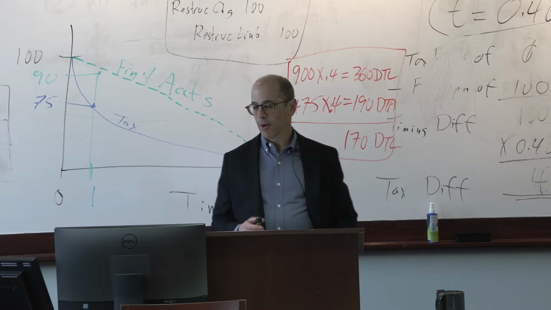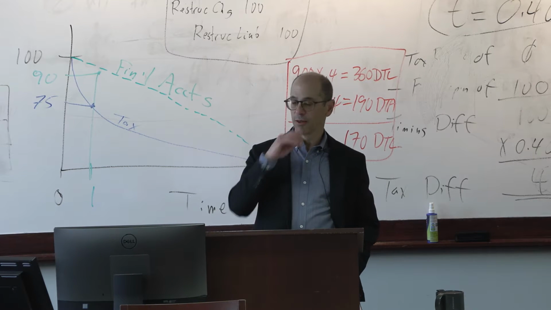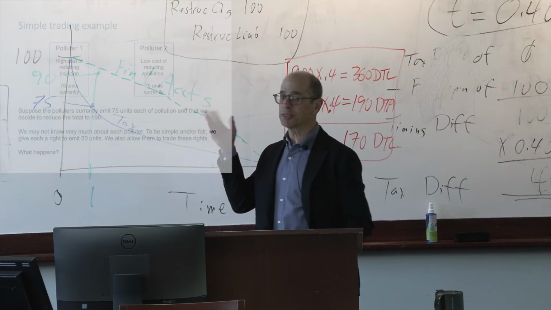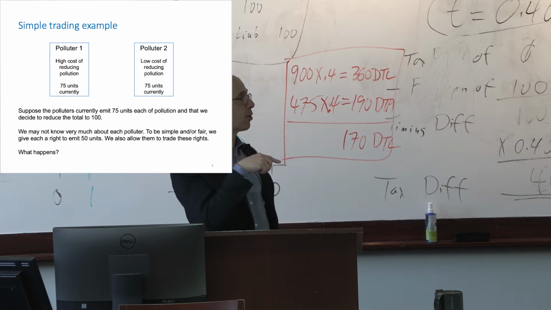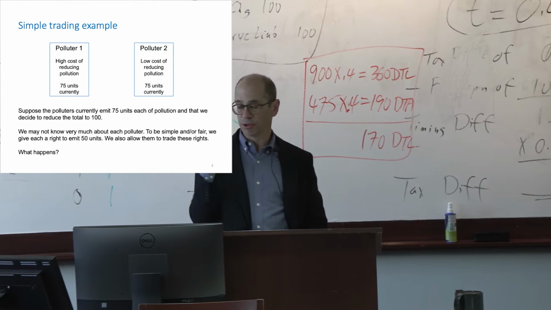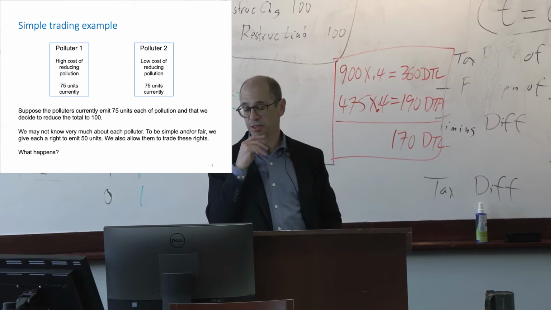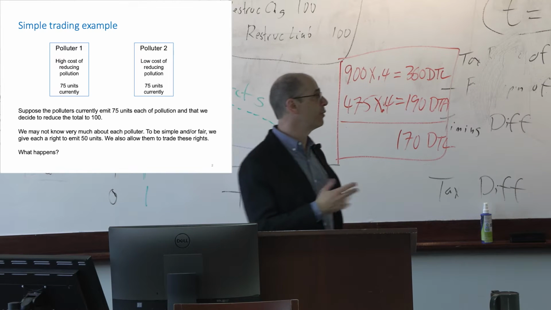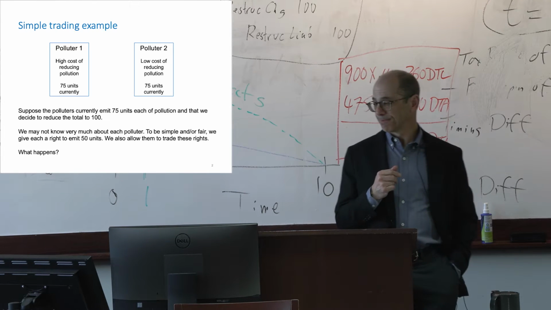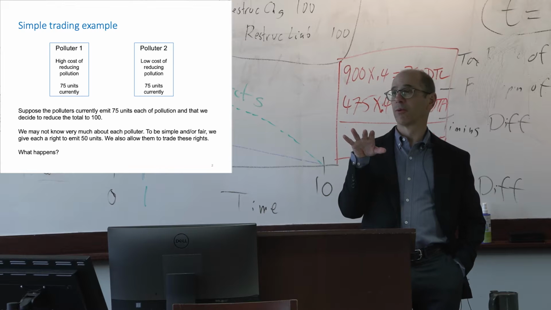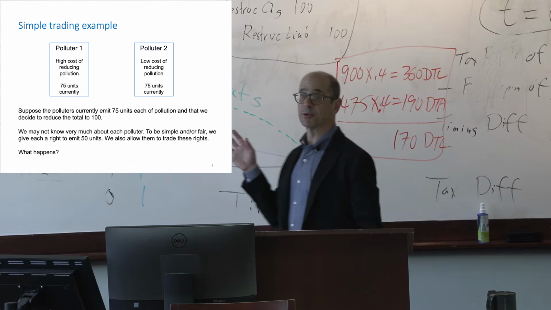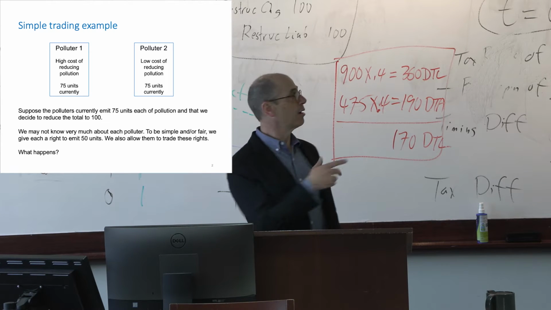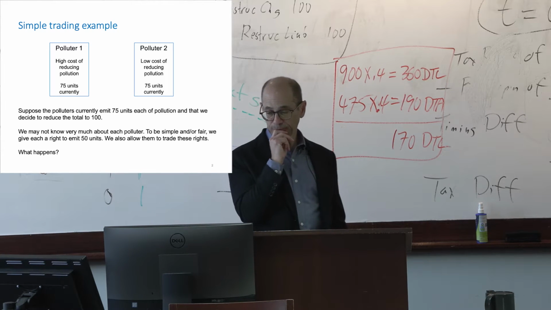All right, so let me just talk about how cap and trade systems work using a really simple example. Suppose there's just two polluters out there. And they're each currently emitting 75 units of pollution, whatever that is. It could be tons of CO2 or gigatons of CO2, whatever it is currently. But they're different from each other. For one of them, it's really expensive to reduce pollution, and for one of them, it's really cheap. Right? So one has a high cost and one has a low cost.